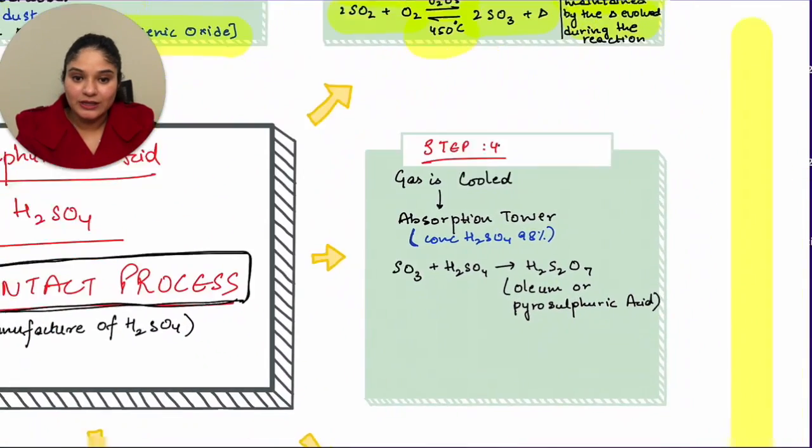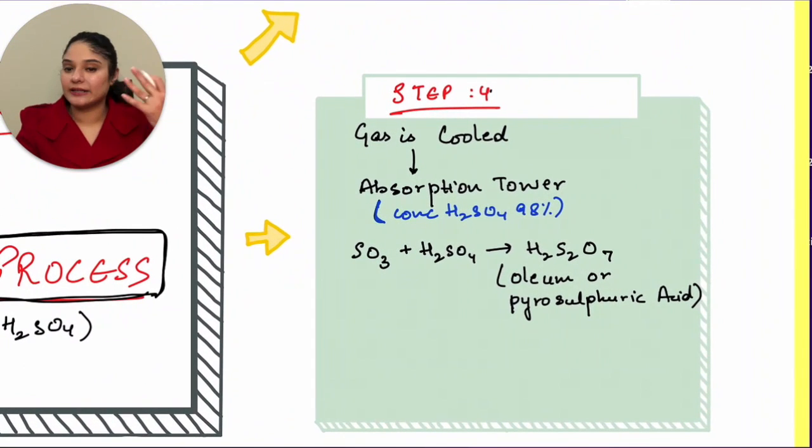Now, step 4 is gas is cooled. Of course, it's an exothermic reaction. So when the temperature has gone high, now you will cool it down. So gas is cooled in the absorption tower, where you have concentrated H2SO4, 98% pure. So you have SO3 plus H2SO4 giving you H2S2O7, which is known as oleum or pyrosulfuric acid.